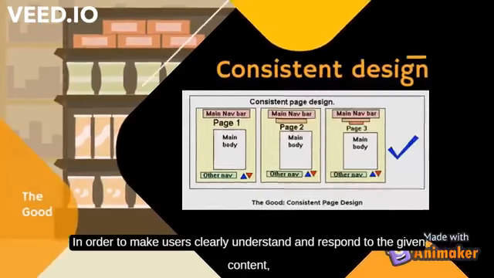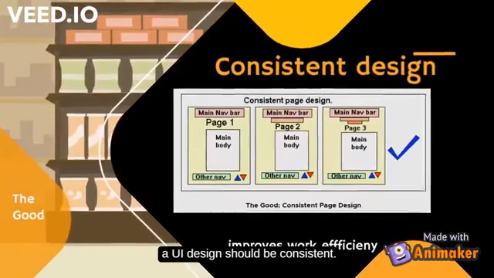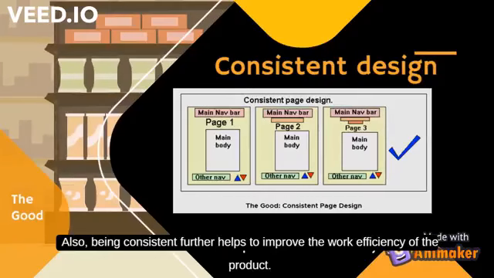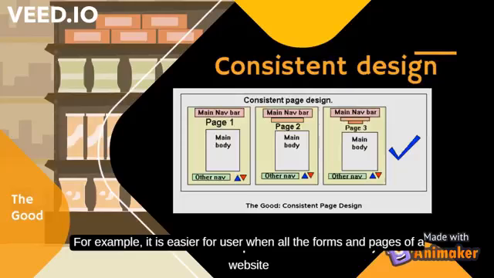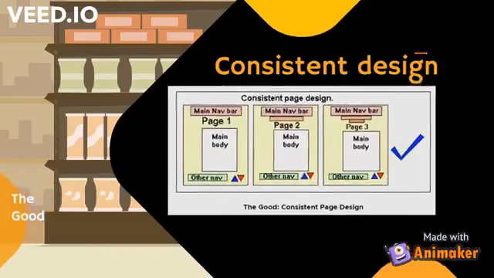In order to make the user clearly understand and respond to the given content, a UI design should be consistent. Also, being consistent further helps to improve the work efficiency of a product. For example, it is easier for a user when all the forms and pages of a website are similar in design rather than different from each other.